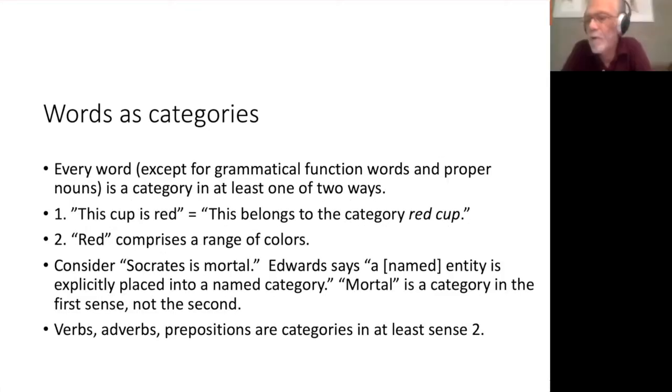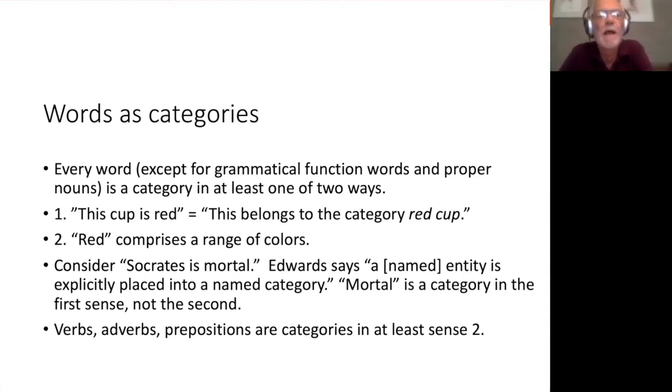Every word, with certain exceptions, is a category in at least two ways. First of all, in the way that Billig was talking about, this cup is red is equivalent to this belongs to the category red cup. But there's another way in which it is a category, and that is that red comprises a whole range of colors. So red categorizes vermilion and scarlet and so forth. So those are the two ways in which words can be categories, or at least the two ways that I've identified.